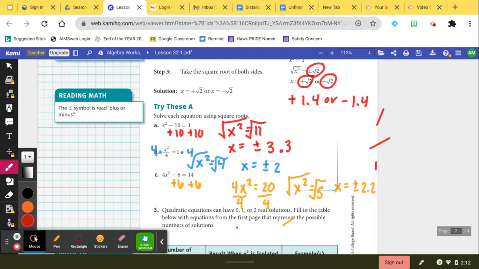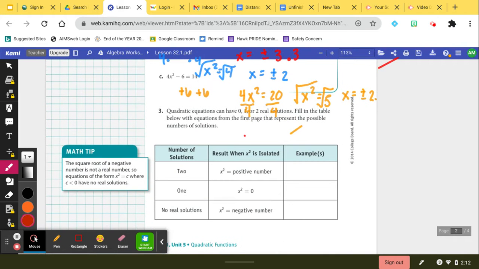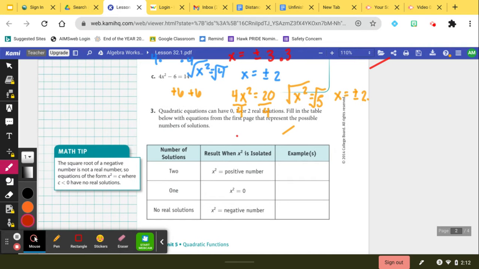So our quadratic equations either had 0 solutions, real solutions, so when we were taking the square root of a negative, 1 solution, or 2 real solutions. So it says fill in the table below.